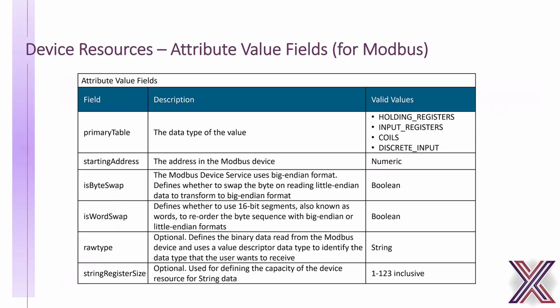And then we have the attributes value field. So like I said, this is protocol specific. This one for Modbus, we've got the primary table. Like I said, we've got holding registers, input registers, and so on. We've got the starting address. And then sometimes some Modbus devices need their data to be byte swapped or word swapped. So there's mechanisms to do this, to do with endianness and so on. We won't cover that now.